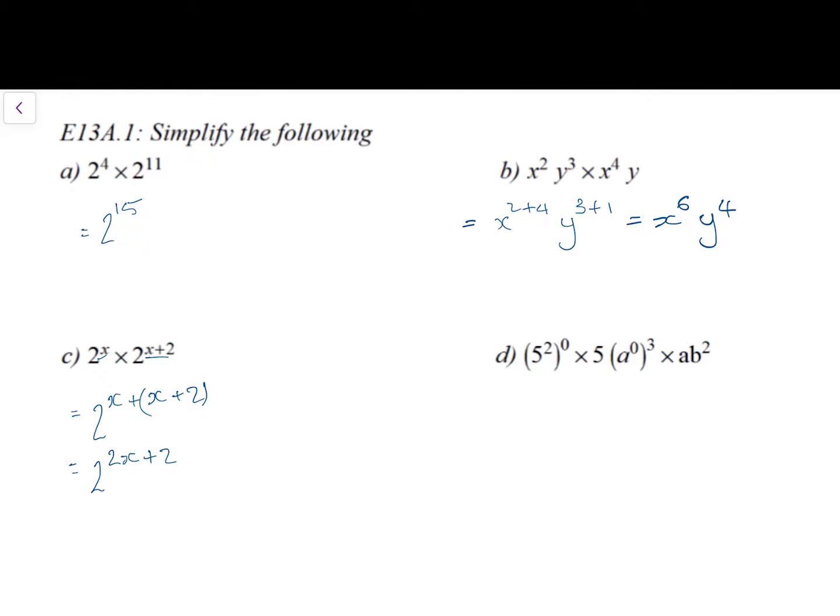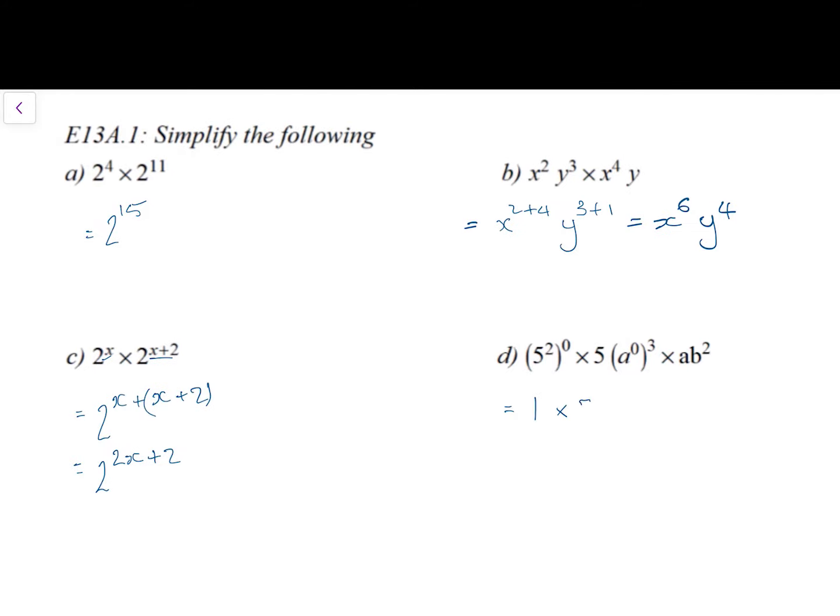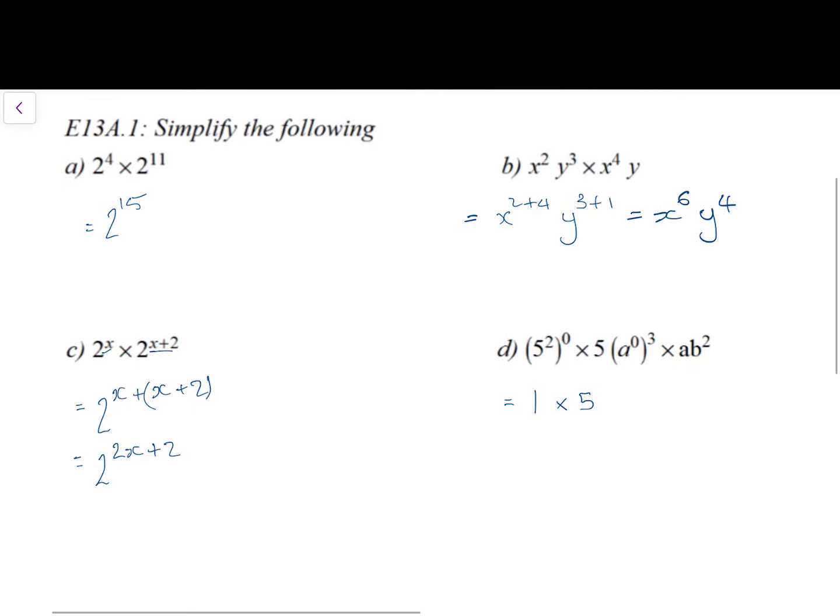And lastly, let's look at a special case with something to the power of 0, but we're also going to have to work in some of our index laws in there as well. So 5 squared is 25, and anything to the power of 0 is 1. 1 times 5, a to the power of 0, 1 cubed. 1 cubed is 1, so 5 times 1, multiplied by ab squared. We can't simplify anything else there, so let's state our final answer.